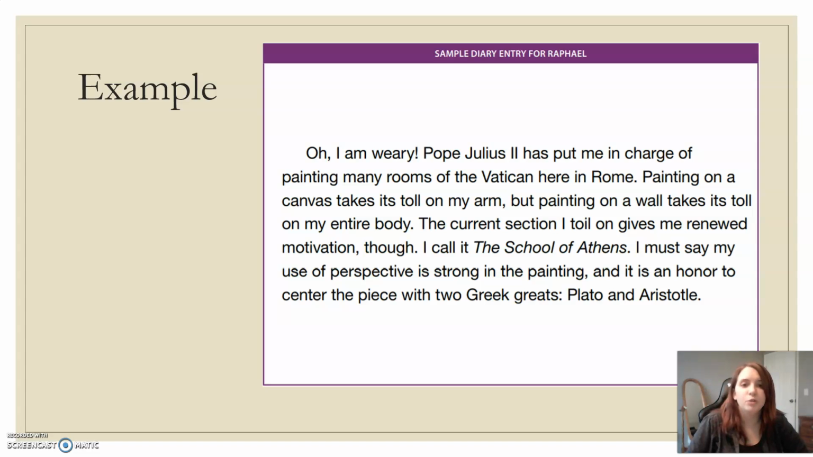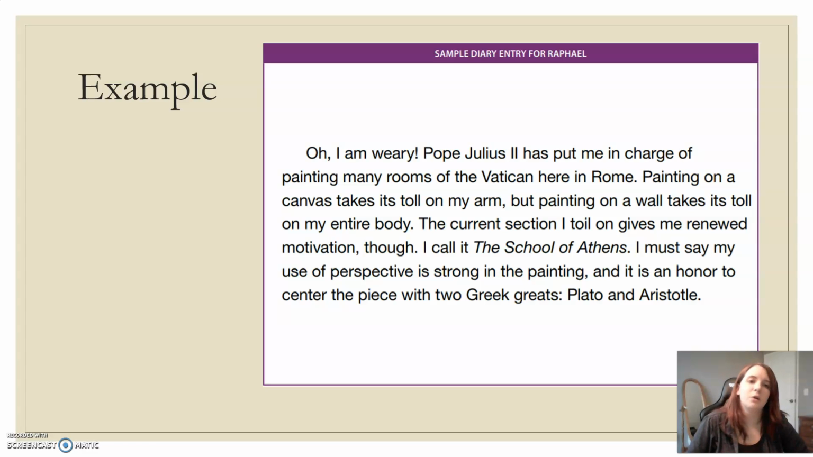Oh, I am weary. Pope Julius II has put me in charge of painting many rooms of the Vatican here in Rome. Painting on a canvas takes its toll on my arm, but painting on a wall takes its toll on my entire body. The current section I toil on gives me renewed motivation, though. I call it the School of Athens. I must say, my use of perspective is strong in the painting, and it is an honor to center the piece with two great Greek greats, Plato and Aristotle.